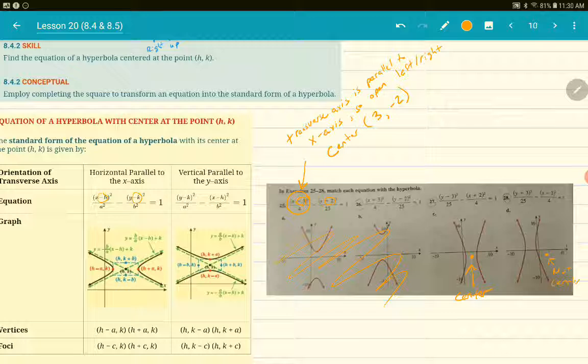And just one more check, I can also notice that my vertices are square root of 4, or 2 units from the center. That looks about right too. So I can see that 25 matches up with graph C. So you can repeat that type of analysis with 26, 27, 28. Remember, the first term gives you the direction. The center is defined by what's inside the parentheses with the x and the y. What's under the leading term defines the vertices.